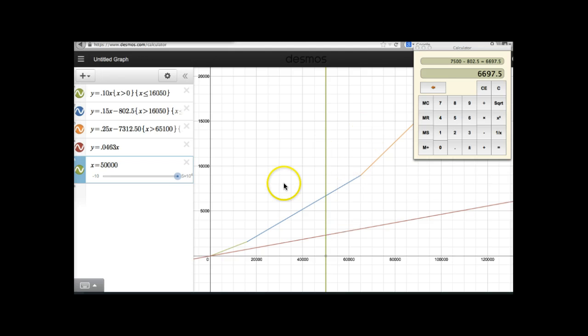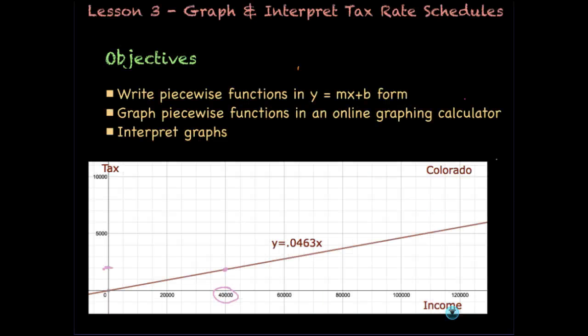The nice thing about graphs is that once you have graphed your equation, it's very easy to take your graph and find intersection points to determine how much tax you owe and interpret your equations. This concludes our lesson on graphing and interpreting tax rate schedules. At this point, you should be able to write piecewise functions in the form y equals mx plus b, graph them in the online calculator, including graphing the domains, and then interpret the graphs and potentially write new equations in order to find intersection points to determine precisely how much tax you might owe.